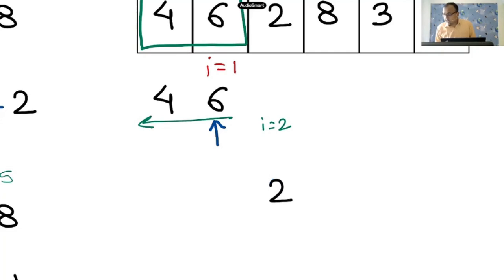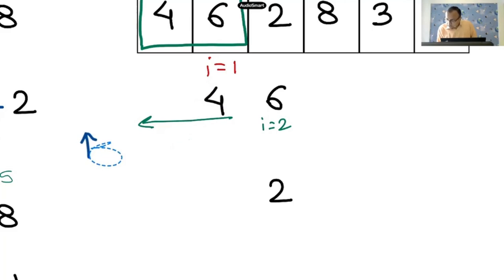You compare with 6. I realize that 6 is greater than 2. Shift it. Then compare with 4. 4 is also greater than 2. Shift. Again you go out. Now you find that there is no element to compare. Put 2 over here. That's it. And this is nothing but my array is once again sorted. Now the array of 3 elements is sorted.